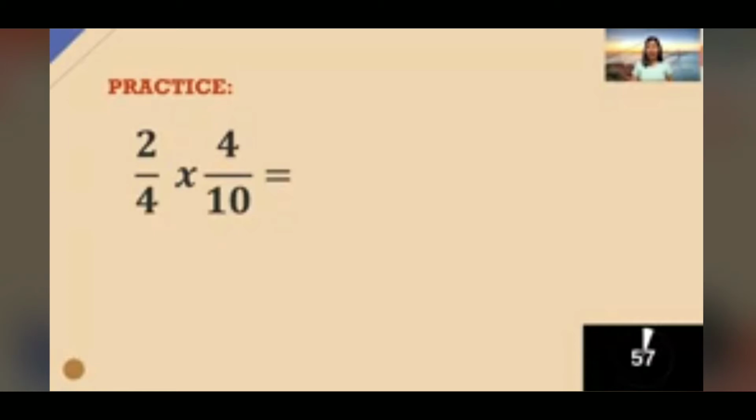Do not forget that you have to use the cancellation method. It is your choice. If you think the option A is easier for you, you may use it. If you think that the option B is much easier for you, you may use it. You will just get the same answer.